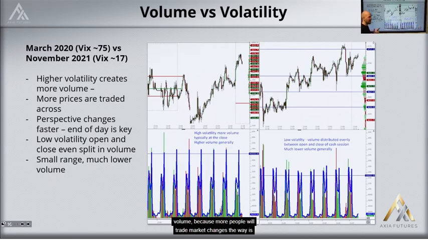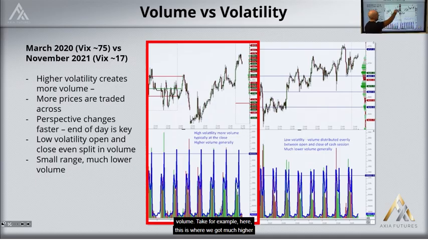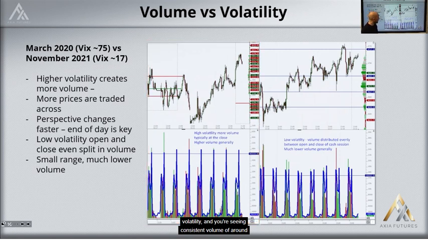The market changes the way it's trading, where it's trading, shifts consistently throughout the day. And in doing that, this then causes a greater degree of volume. Take, for example, here. This is where we got much higher volume, March 2020. The VIX was at 75, a measure of volatility. And you're seeing consistent volume of around 450,000 contracts per hour, going in towards the ends of days, 450,000 contracts per hour.